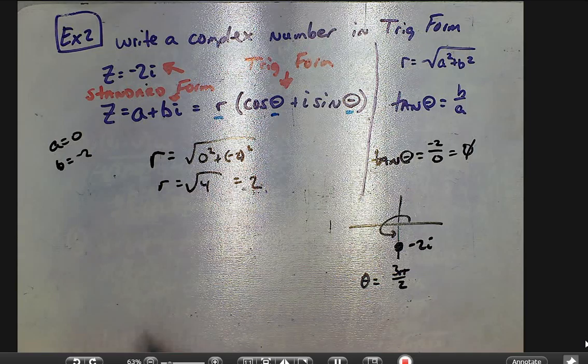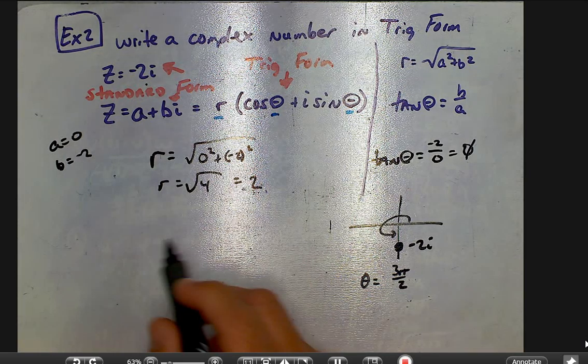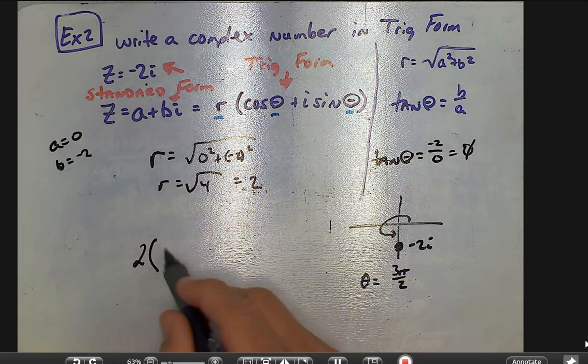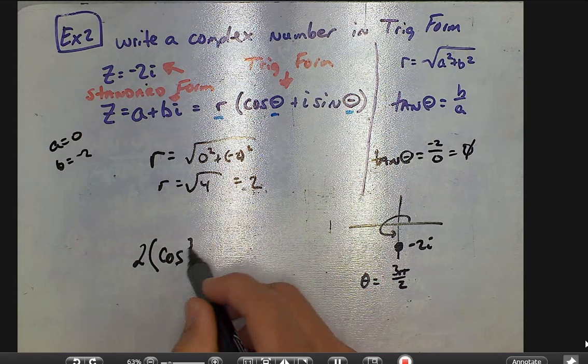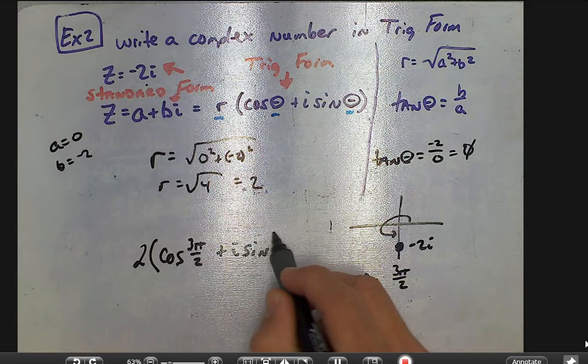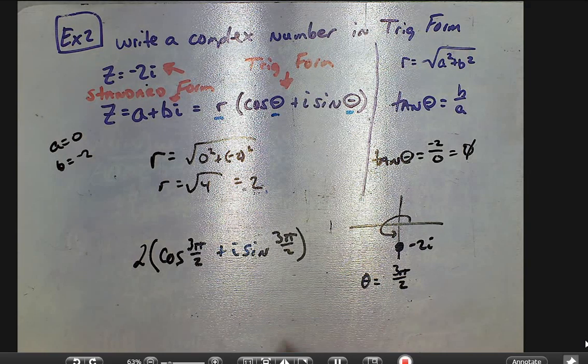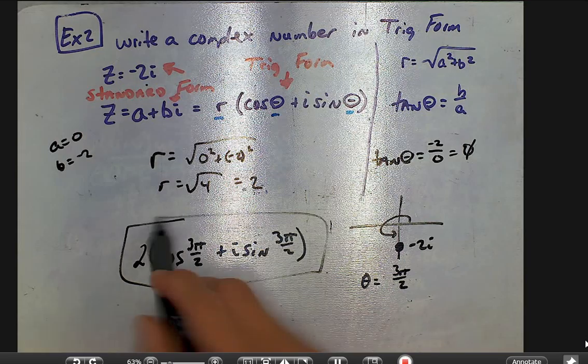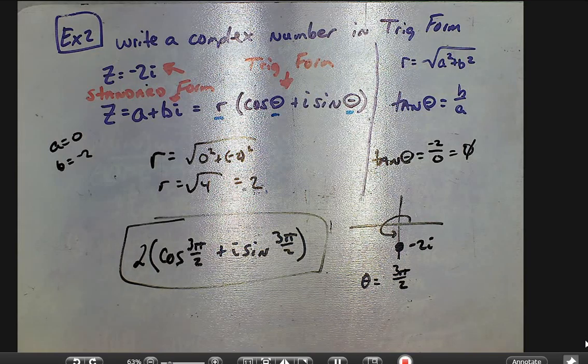And so now I just put it in. R is 2, so 2 times the cosine of 3 pi over 2 plus i times the sine of 3 pi over 2, and that is writing that number in trig form. The key here on this one though is to recognize that negative 2i is graphed right here, and that angle corresponds with 3 pi over 2. Go ahead and see if you can figure out number 23, 8i, or negative 8i. Press pause, and then come back and see if you got the right answer.